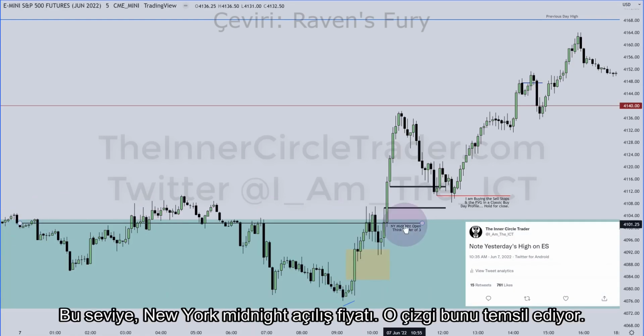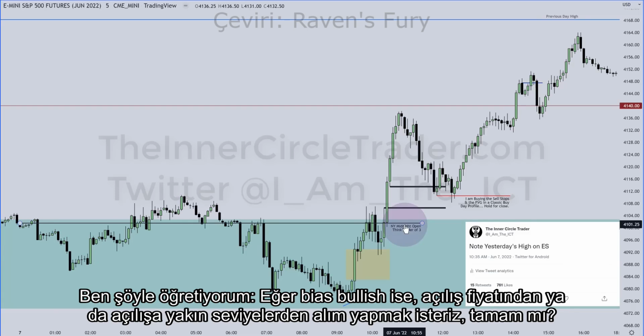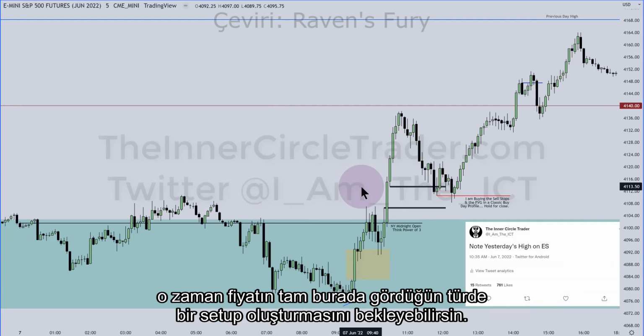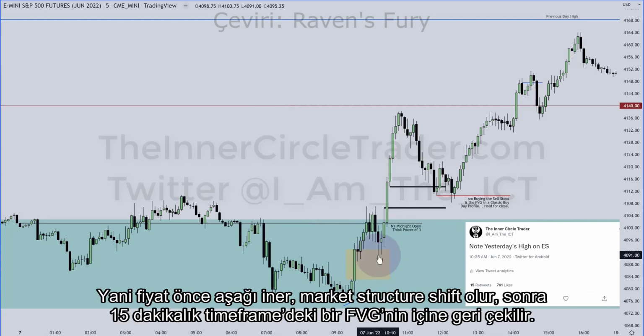This is the opening price at midnight. That's what that level is. Now, I teach if we're bullish, we want to be buying at or close to the opening price. Now, here's one of those advanced ICT things. If you know that the market is likely to go down to go up, then you can wait for price to give you this type of setup right here, where it goes down, shift in market structure, come back down into a 15-minute time frame fair value gap.